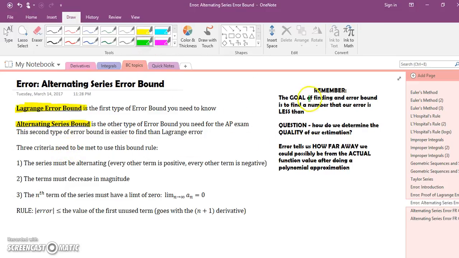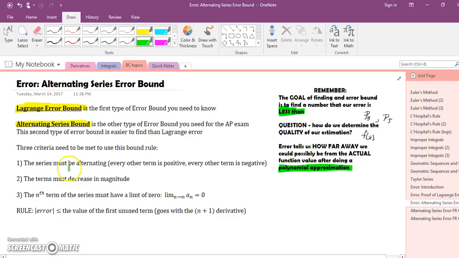Remember, when we're doing error, the goal is always to find an upper bound, or a number that our error is less than. We're always wondering when we are approximating, how do we determine the quality of our approximation? Because we'll find things like a third-degree polynomial approximation or a fifth-degree polynomial approximation, and we'll plug in our value and estimate the true function value, but we never really know how close we are. That's what error bound tells us. It gives us an upper bound for how far away we could be from the real answer after doing this polynomial approximation.